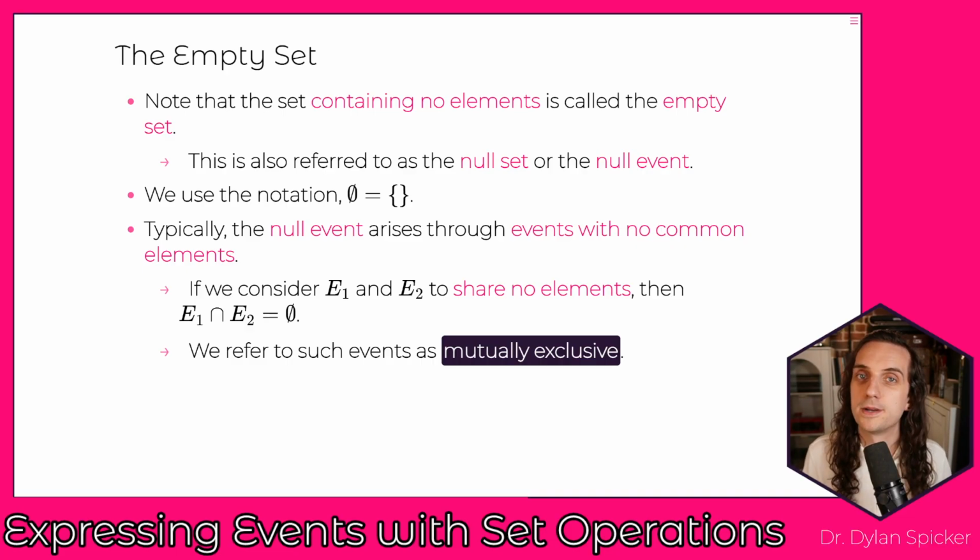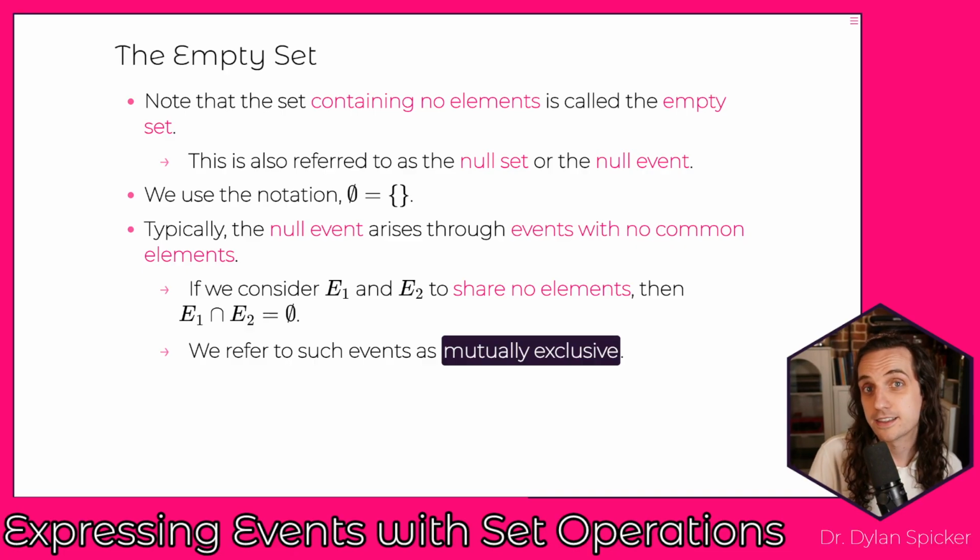As a very common example, if you think about rolling a die, then one event might be that you get an even number, one event might be that you get an odd number. There's no overlap between those two events. If you get an even number, you did not get an odd number. If you got an odd number, you did not get an even number. So they're mutually exclusive. They can't both happen. And the way that we'd write this mathematically is by saying that their intersection is going to be the empty set.